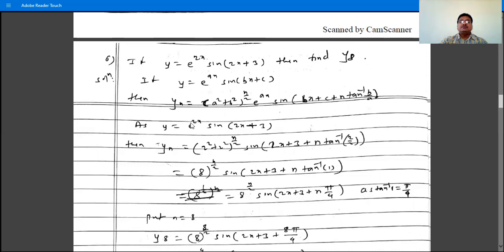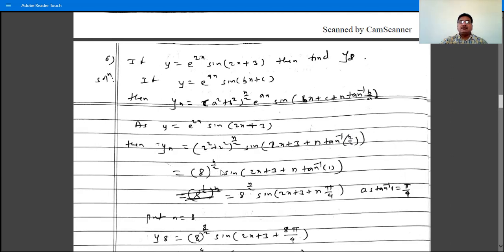So now the problem is y is equal to e raised to 2x sin 2x plus 3. That is a is 2 and b is also 2. So yn is what? 2 square plus 2 square, a square plus b square, raised to n by 2, sin 2x plus 3. Write the term e raised to 2x here, it's missing here, e raised to 2x at this place. Then write sin 2x plus 3 plus n tan inverse b by a, b is 2, a is 2. And then next step, 2 square 4 plus 4 is 8 raised to n by 2.